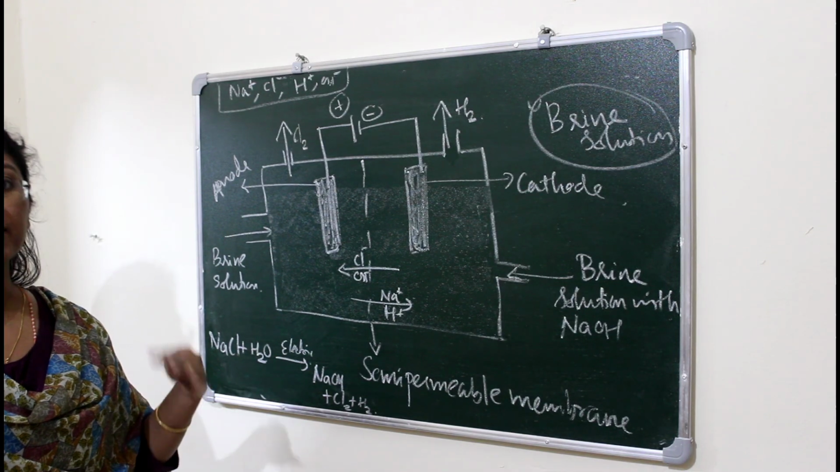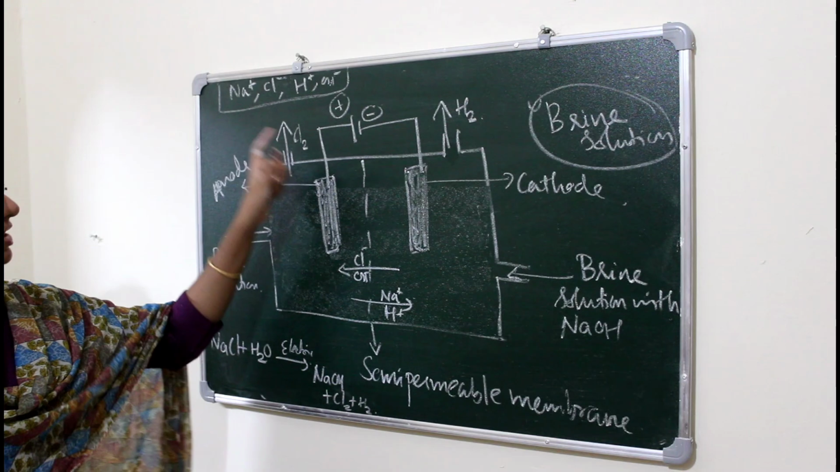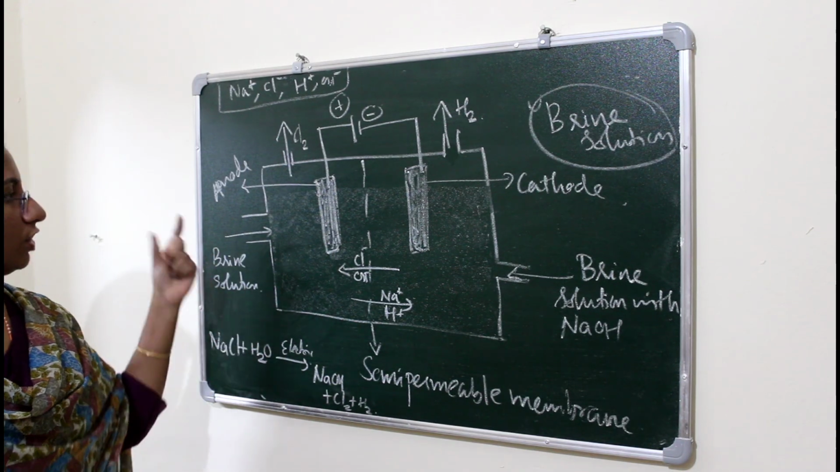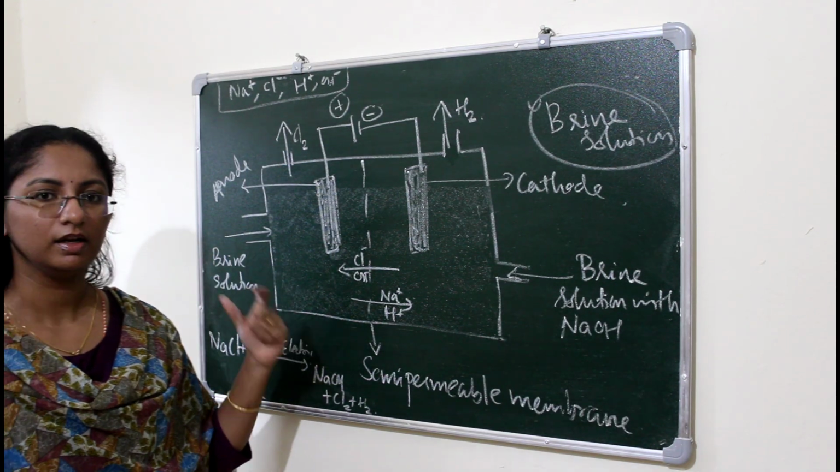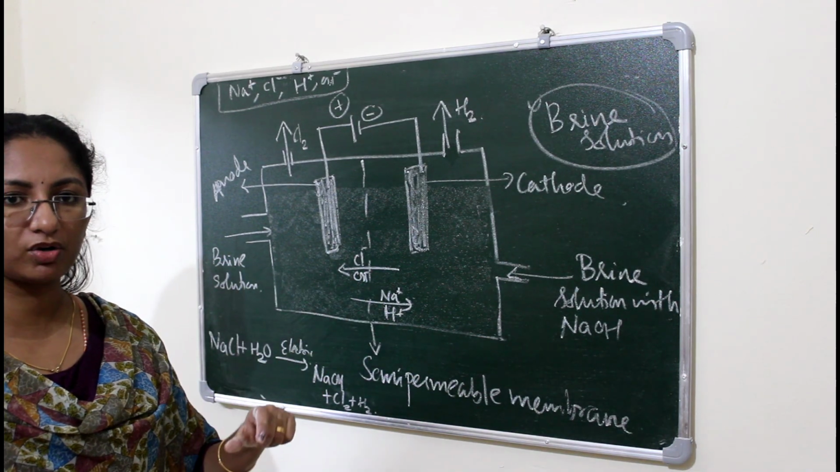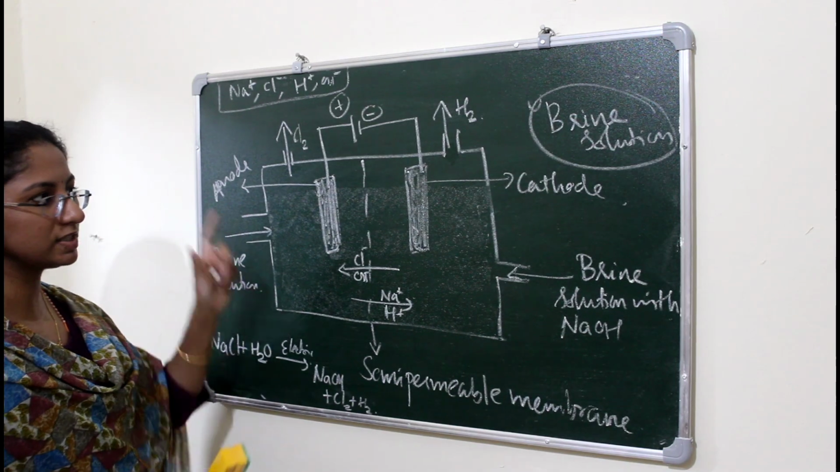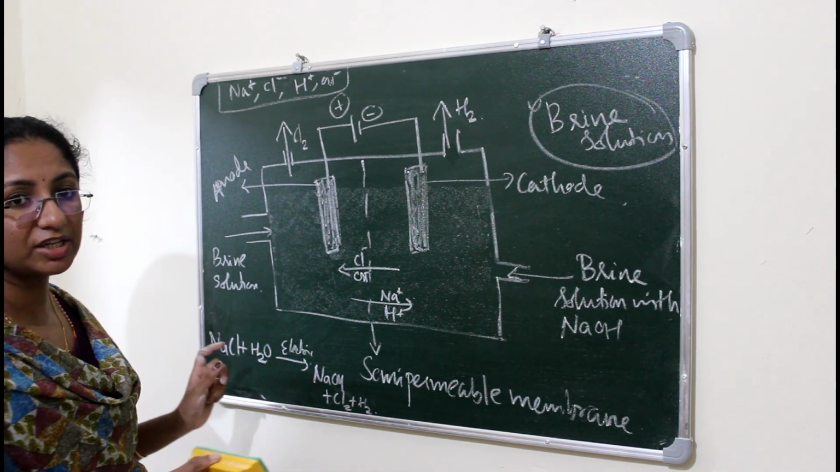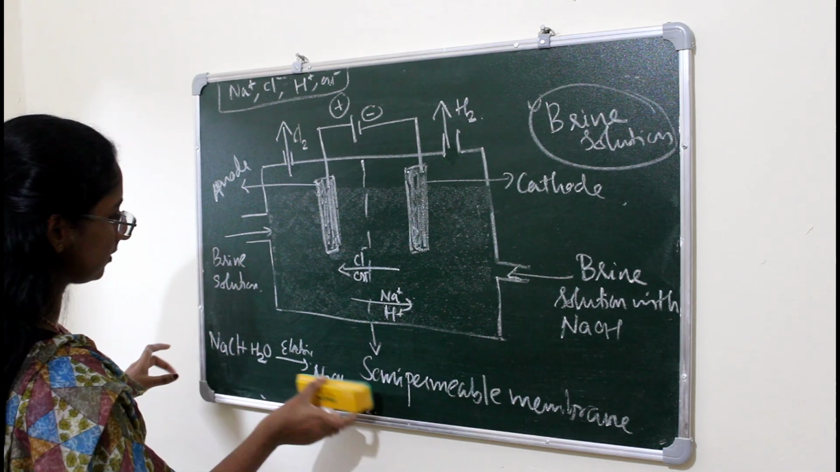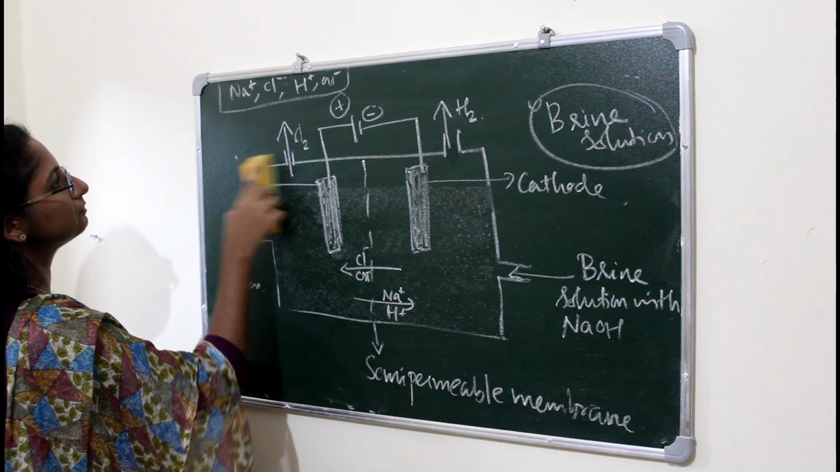So this is the experimental setup for the preparation of sodium hydroxide from aqueous NaCl, or we can call it brine solution. When we are taking this NaCl and water, after passing electricity, we are getting sodium hydroxide, chlorine and hydrogen. So if you have noted this experimental setup, we can get into the reaction of this experiment. Now I am rubbing this one.